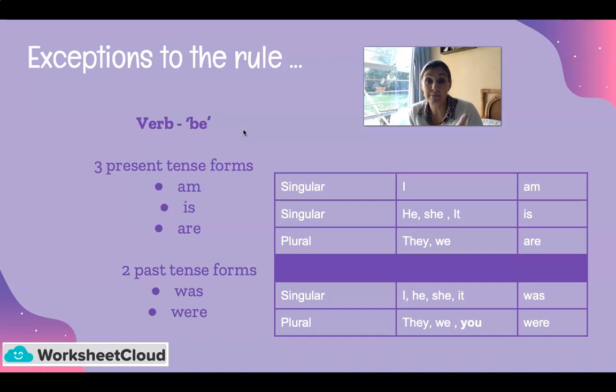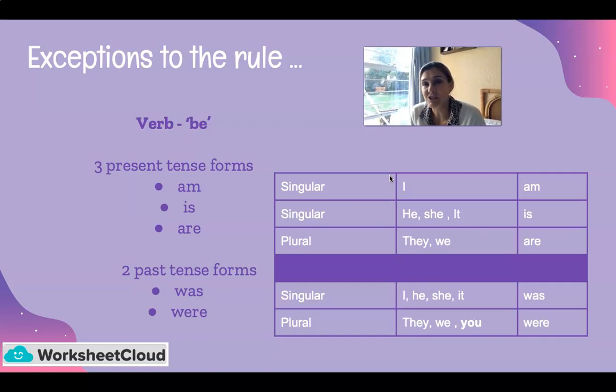It is am, is, or are. So you can use that with different pronouns. And then in the past tense, it would be was or were. So let's take a look at that in practice. If I'm a singular pronoun, okay, I am sick. I use the present tense verb form of be, am, only with the word I.